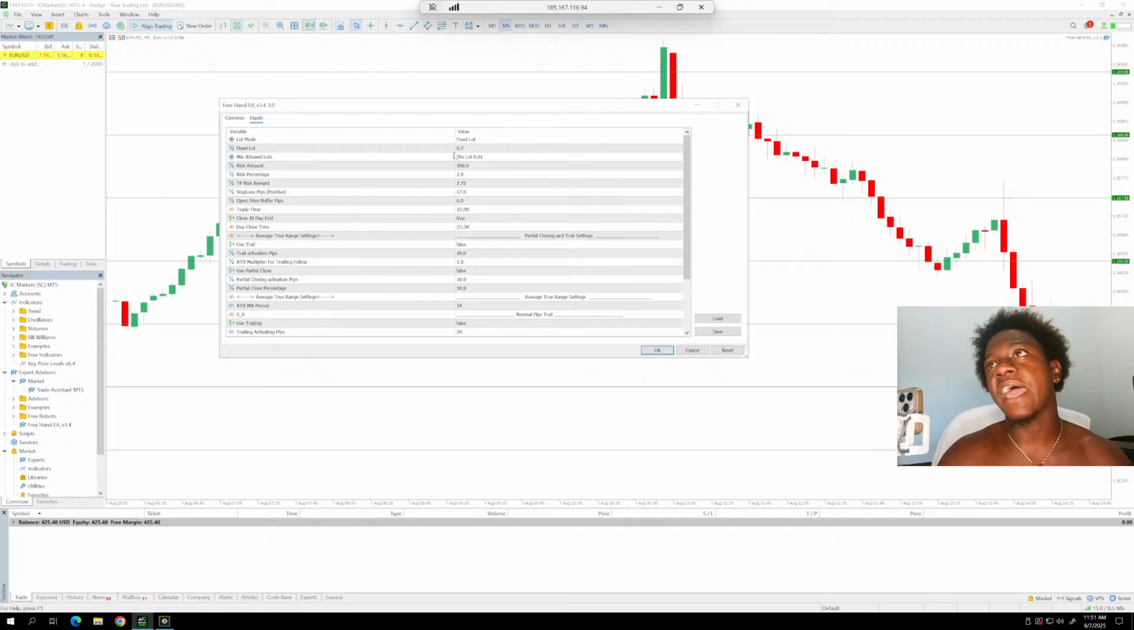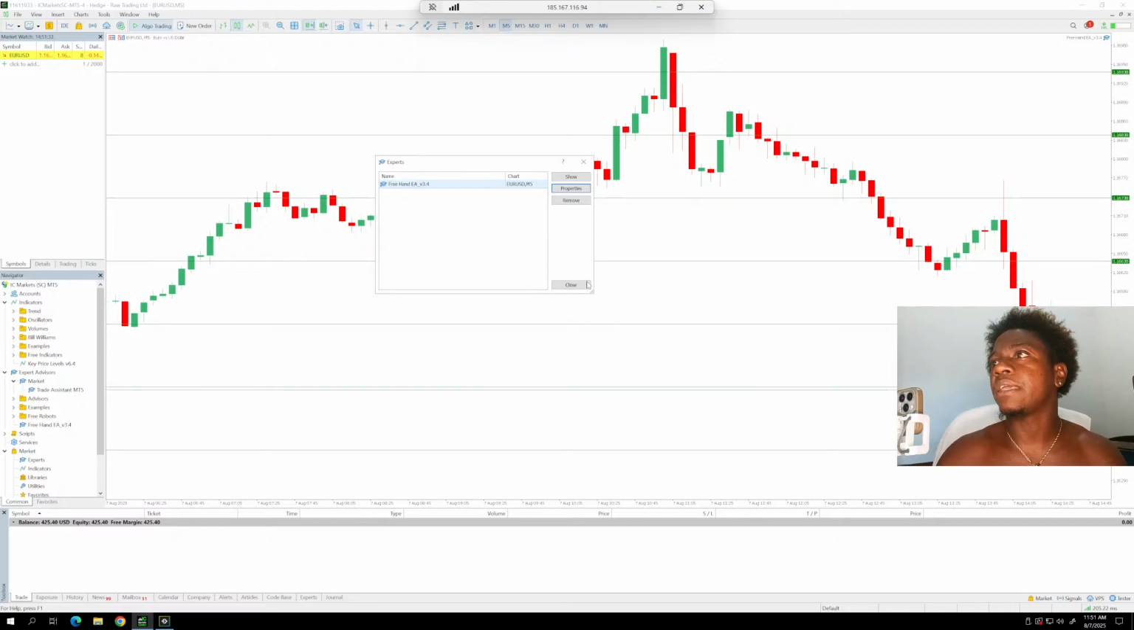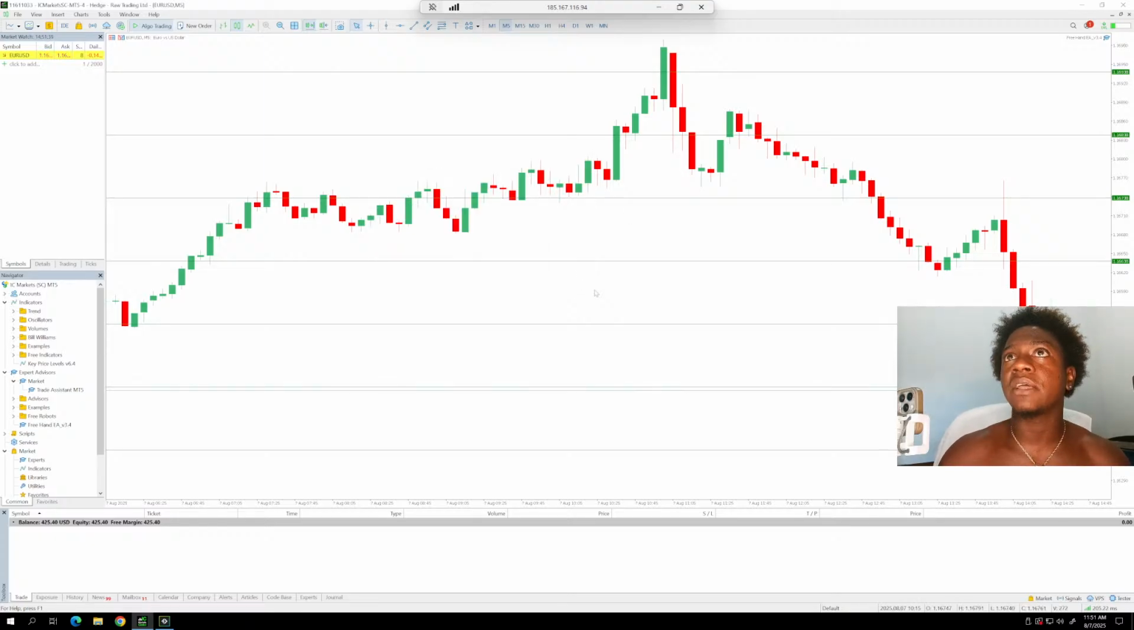We're trading the fixed lot at 0.7. We'll scale in at a 0.4 if we get a 1-to-1. What's next? Risk reward 2.75. Stop loss 17. Open price buffer at 6. Trade time at 1500. Close at the end of the day is true. Day close time is gonna be 4:30, and all the rest of the settings are going to stay as false because I will not be using that EA to trail stops. I'll be manually trailing my stops myself. And there we go.